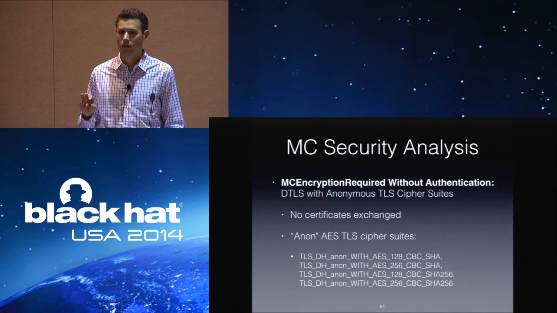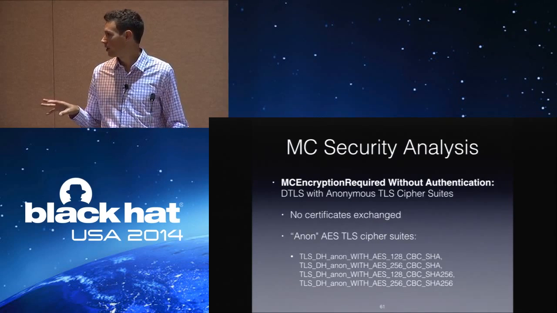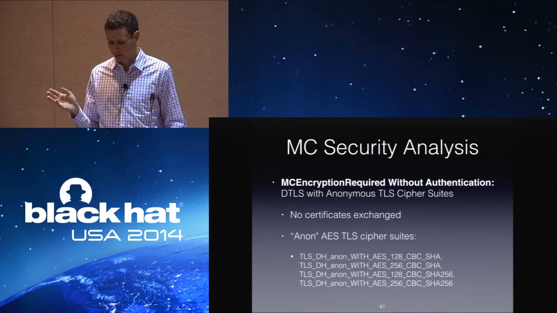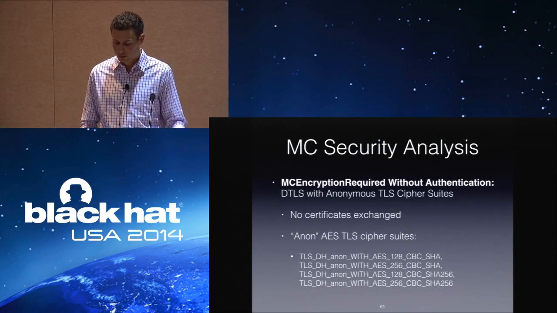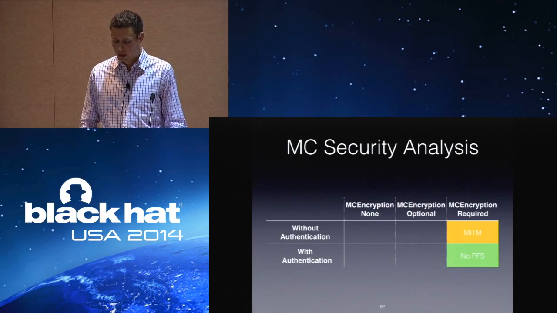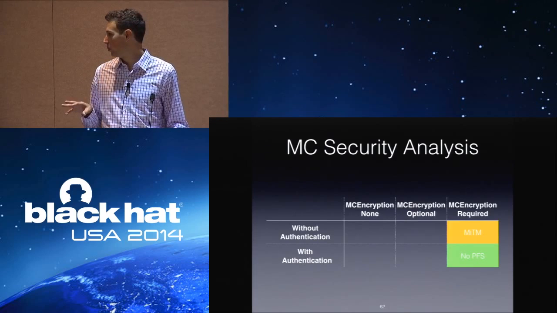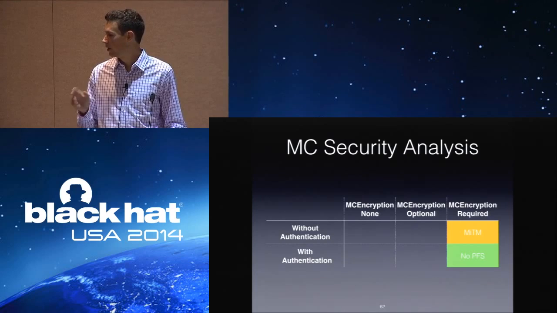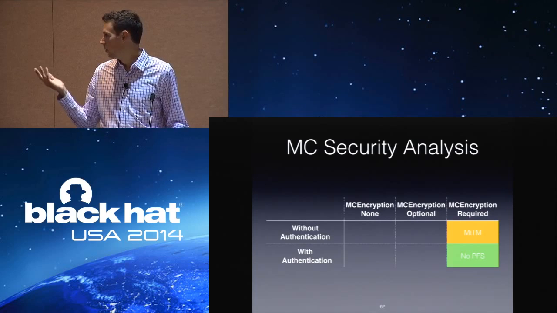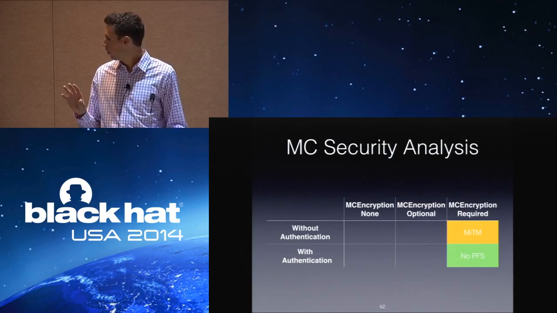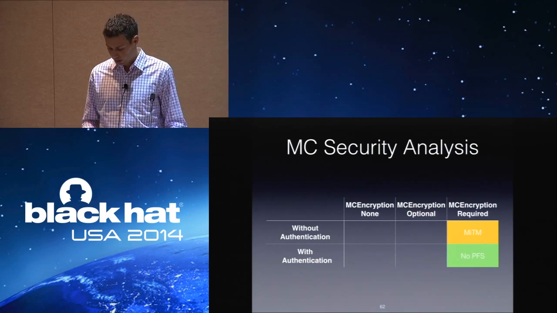If you look at encryption required without authentication, you get DTLS, but this time it's using the anonymous cipher suite, so no certificates are exchanged. That's how these cipher suites work. So of course you're vulnerable to man-in-the-middle attacks. Still no surprises there, because when you set these settings, you specified that you didn't want authentication. So it's kind of expected, but it's good to know how it actually works.